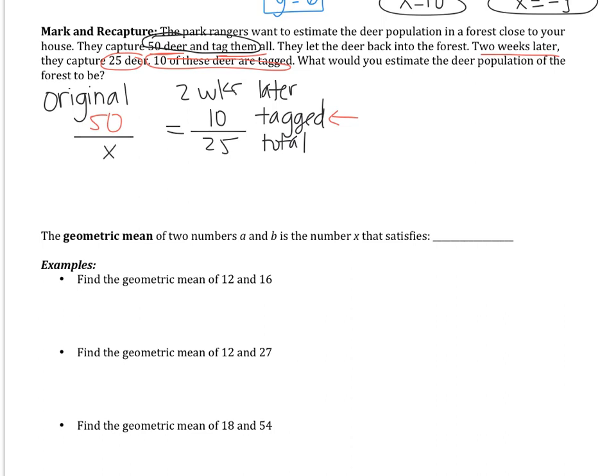So I ended up setting a proportion. Now you're going to have to use the cross products property. Once we use the cross products property, 10 times x is 10x. 50 multiplied by 25 is 1,250. If I divide by 10, I get 125. So we would estimate the deer population to be around 125 deer.